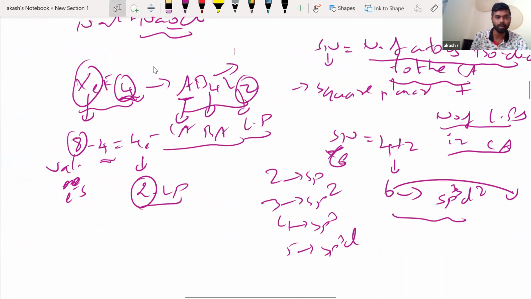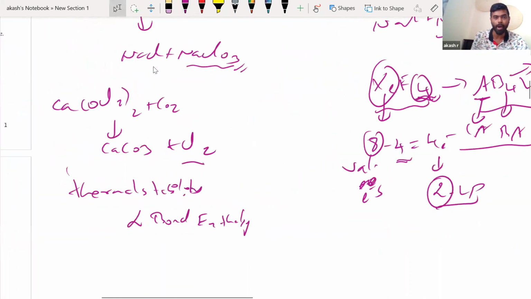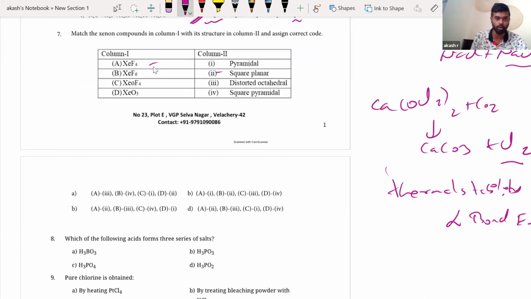So XeF4 goes with square planar, that is 2. Sorry, A is 2. See where I have A2, A2, A2. So B and C, or sorry, C and D can only be answers because A and B are different. I think it's option C, I guess. Right. Anyways, next, XeF6.